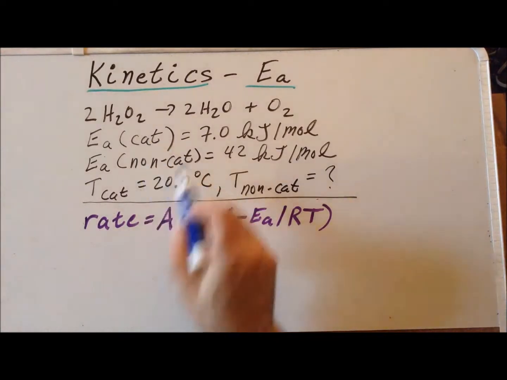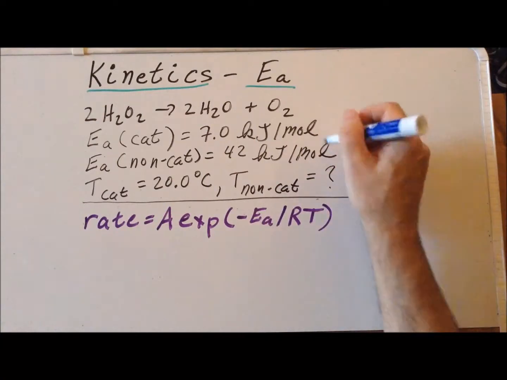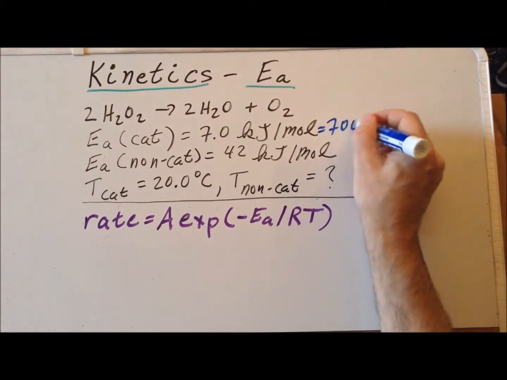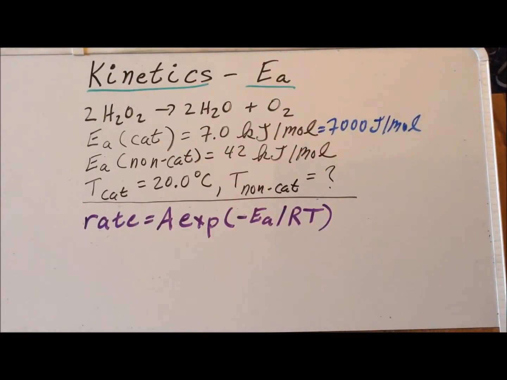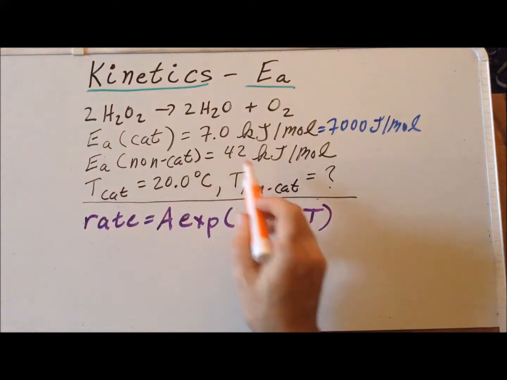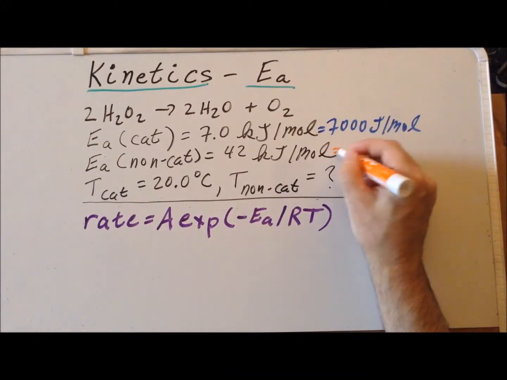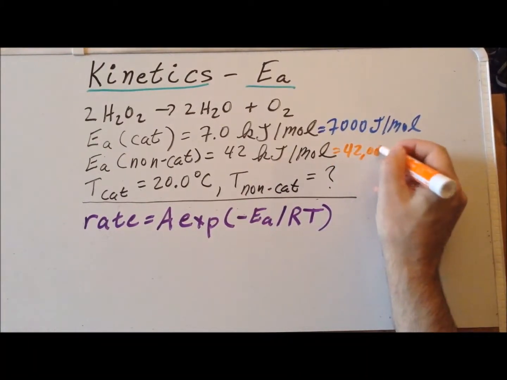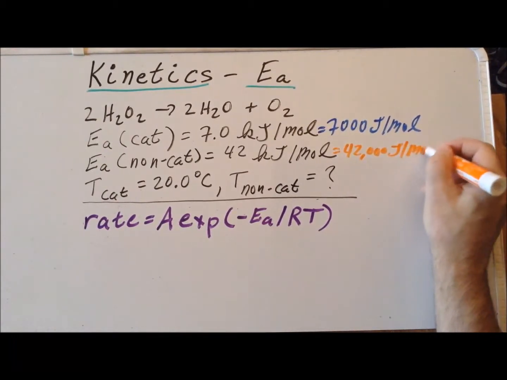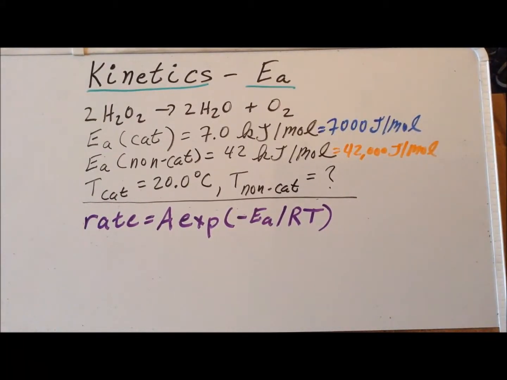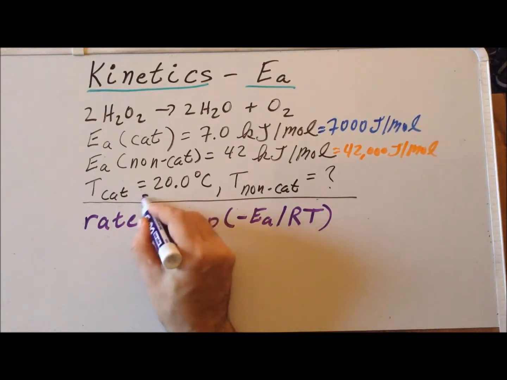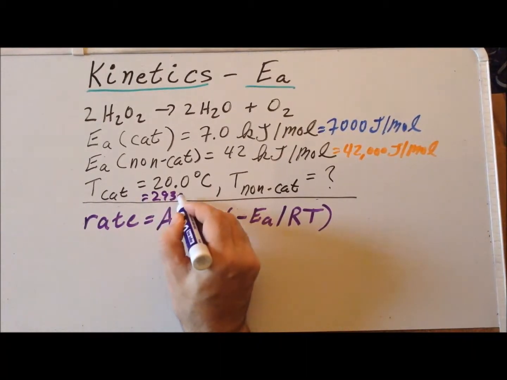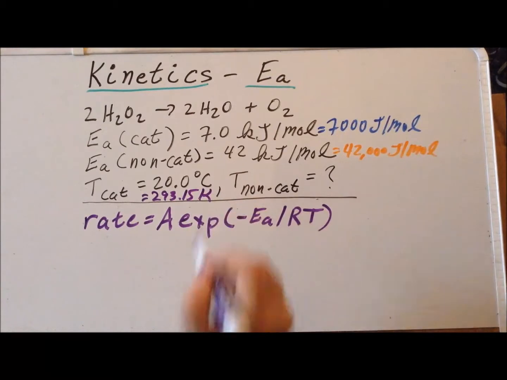For later use, it's useful to notice that 7 kilojoules per mole is exactly the same as 7,000 joules per mole for our energy of activation for the catalyzed process. For the non-catalyzed process, the energy of activation is 42 kilojoules per mole, which is the same thing as 42,000 joules per mole. Last but not least, we recall that a temperature of 20 degrees centigrade is the same as 293.15 Kelvin as our thermodynamic temperature.